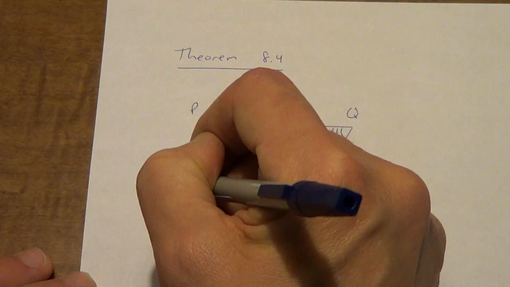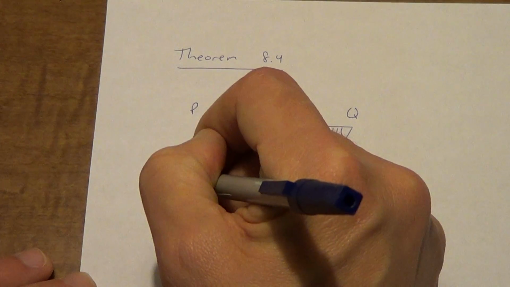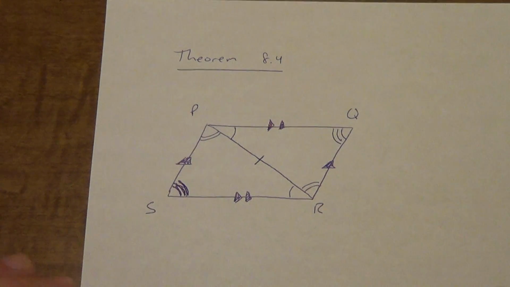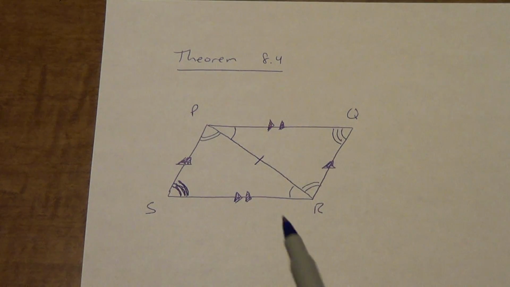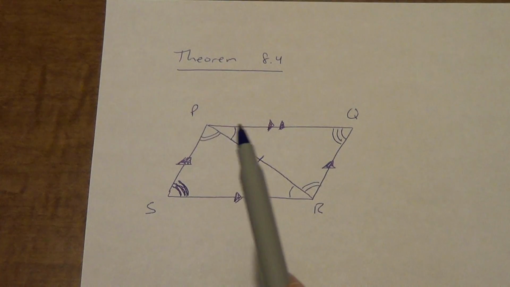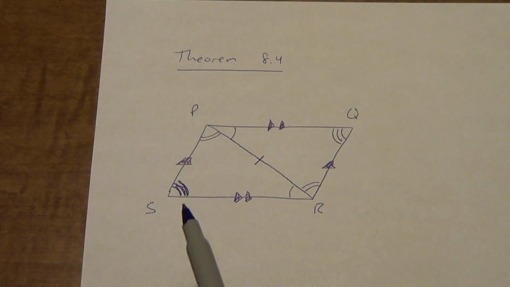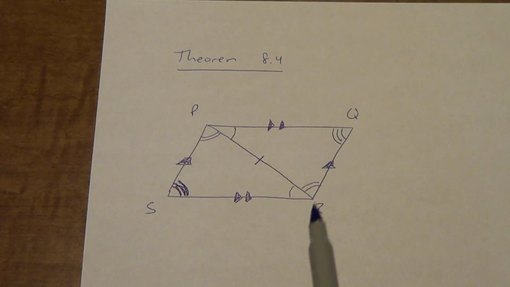That was a really bad job of making marks. Sorry about that. All right. And then using CPCTC, or like I said, you can use the third angle theorem. Now, how do I get this bigger version of angle P, angle QPS, congruent to angle SRQ?